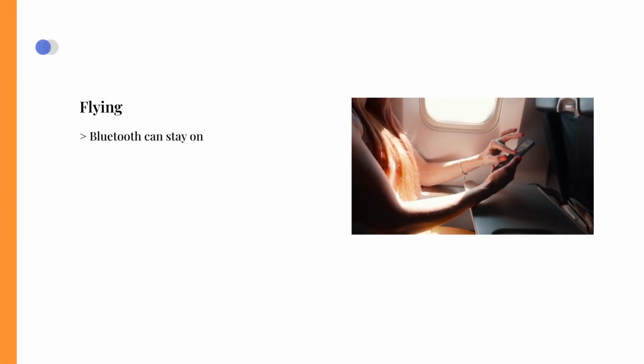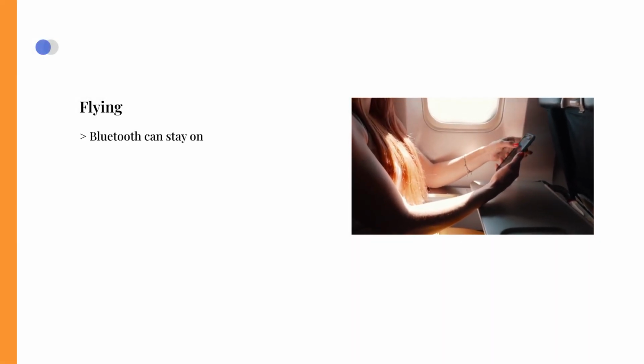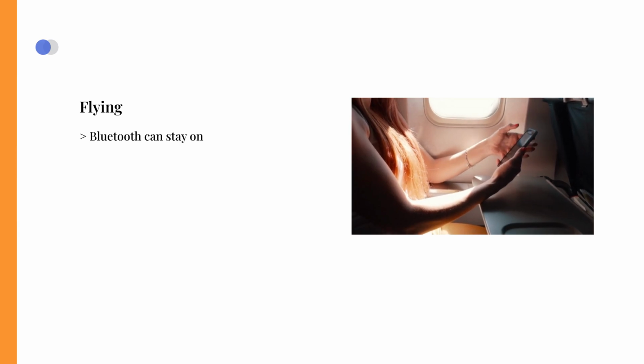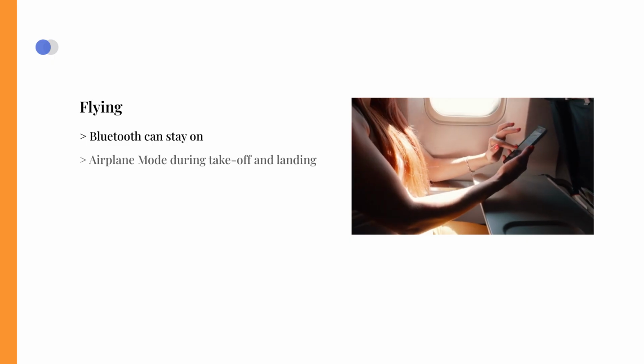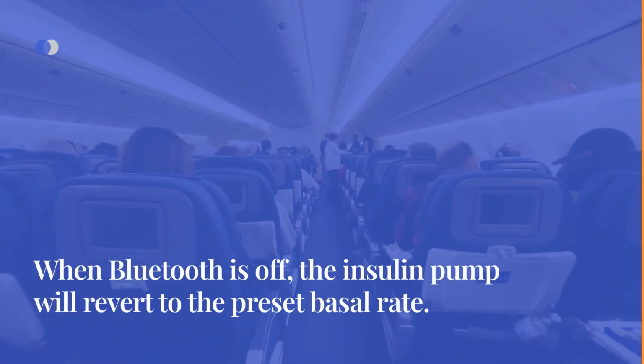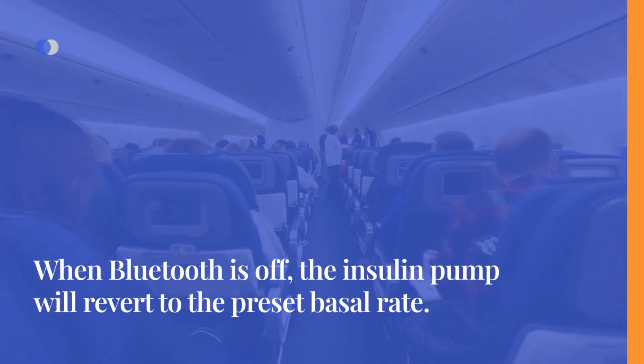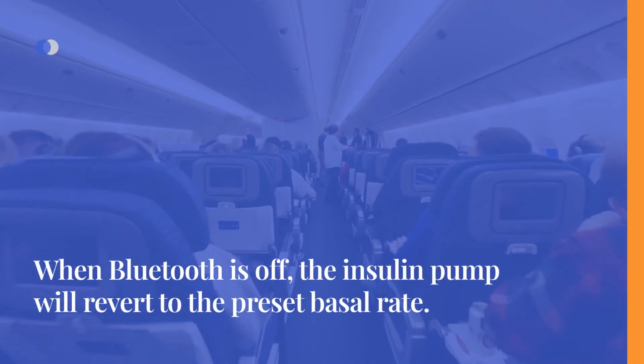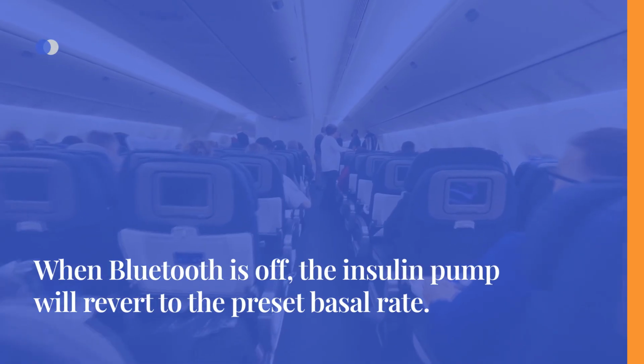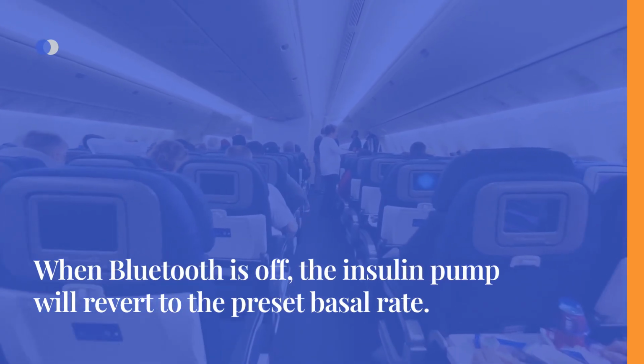The Bluetooth functionality of your mobile phone and pump can remain on during the flight. However, some airlines require passengers to switch their mobile phones to airplane mode during takeoff and landing. Normally, Bluetooth can stay on during airplane mode. If not, the pump will revert to the preset basal insulin rate. Remember to turn on Bluetooth as soon as possible to resume auto mode functionality.